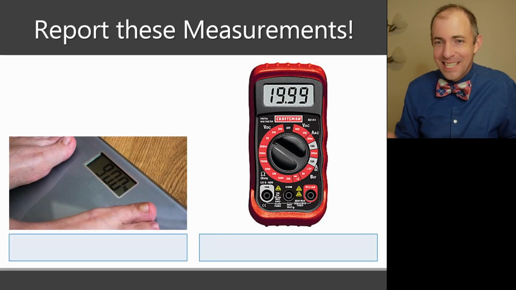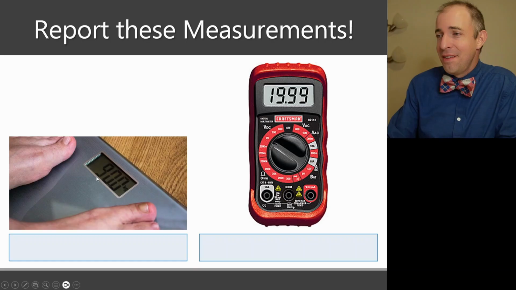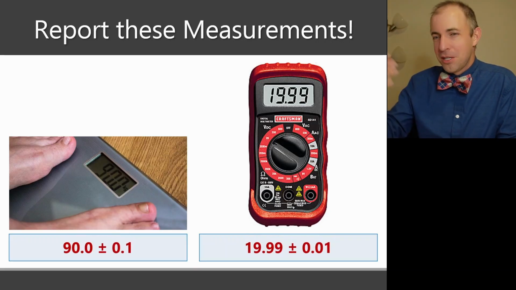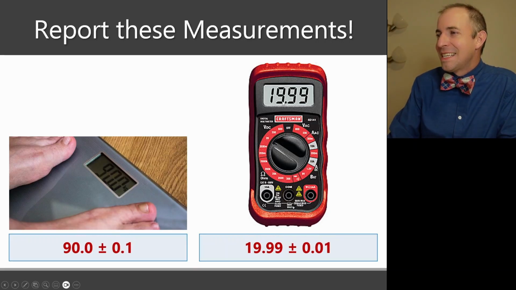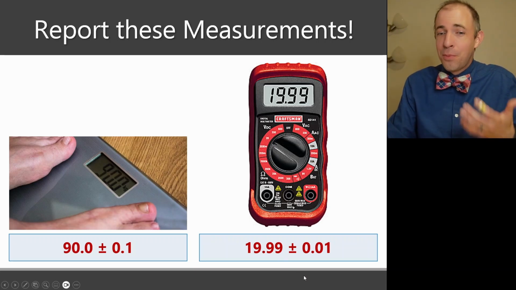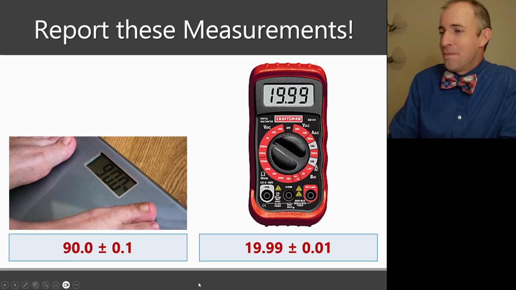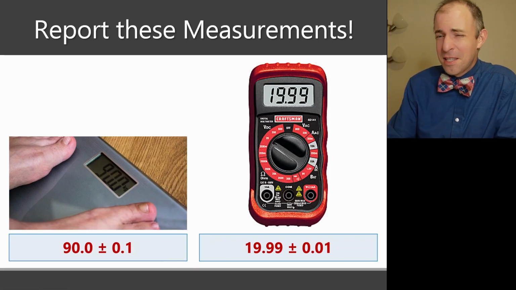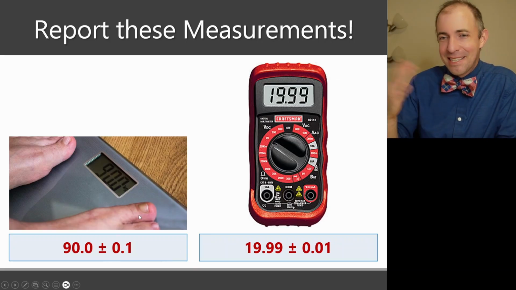Now we can report these given any measurements that we have. This balance here is showing 90.0 kilograms. That then can be thought of as 90.0 plus or minus 0.1. Here I've got 19.99 volts. That is 19.99 plus or minus 0.01. Now these uncertainty values, again, it's just looking at the smallest division and plus or minus that.